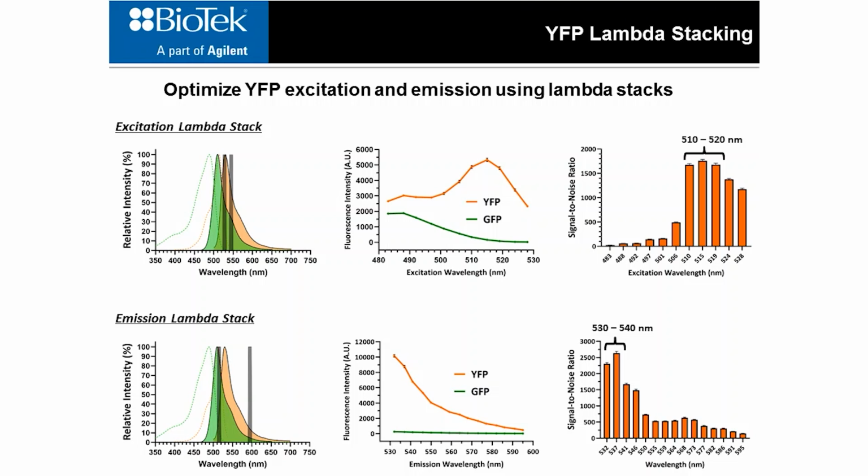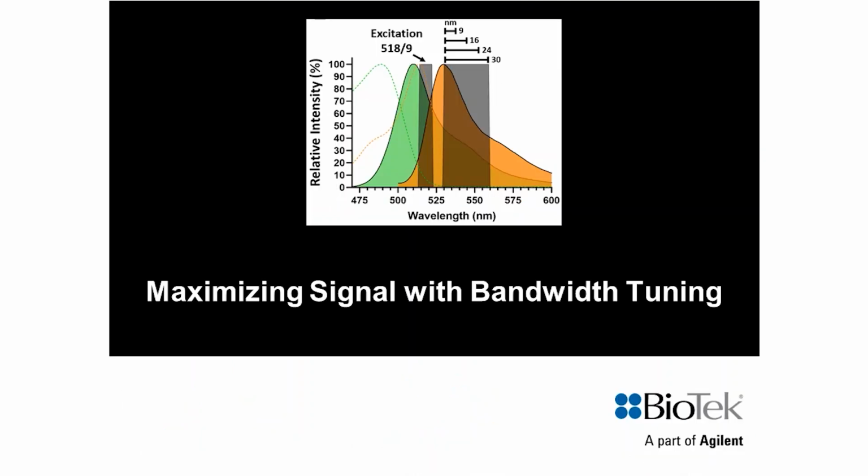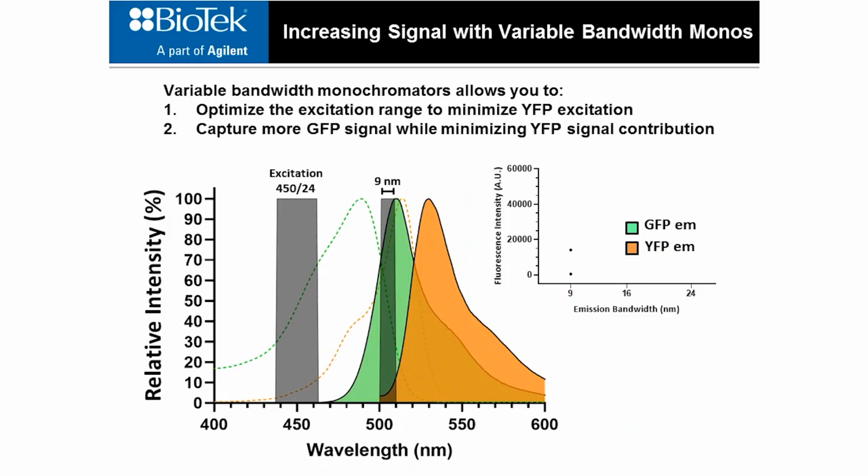Now that you have this range, you can then move on to optimize the bandwidths of your emission and excitation using your variable bandwidth monochromators, also known as bandwidth tuning. So variable bandwidth monochromators allow you to do two things. They allow you to optimize the excitation range to minimize a secondary signal, in this case YFP, and it also allows you to capture more GFP signal while minimizing YFP contribution.